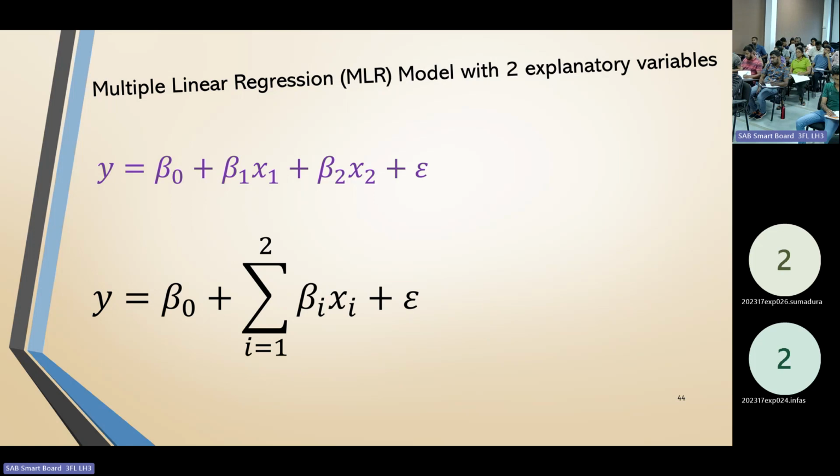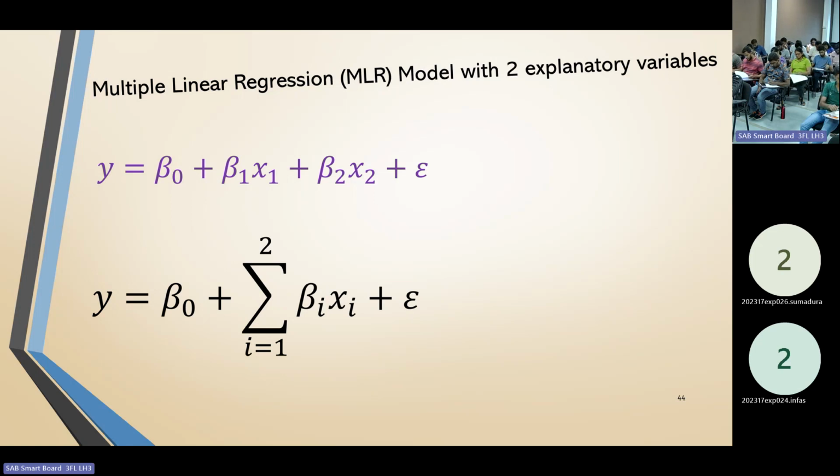In simple regression we learned to get those betas using the normal equations, and here also you can go for the same technique. In simple regression there were two unknowns, beta naught and beta 1, so we had two equations. Now we have three unknowns, so we should develop three equations.